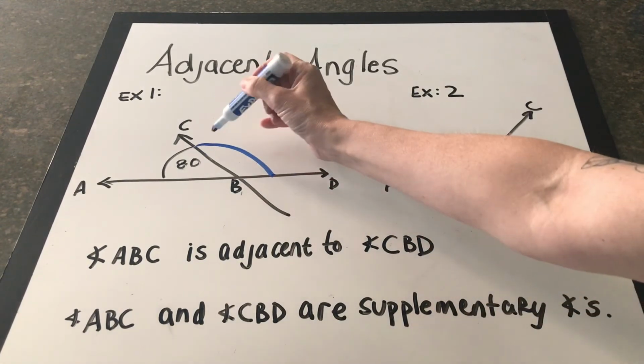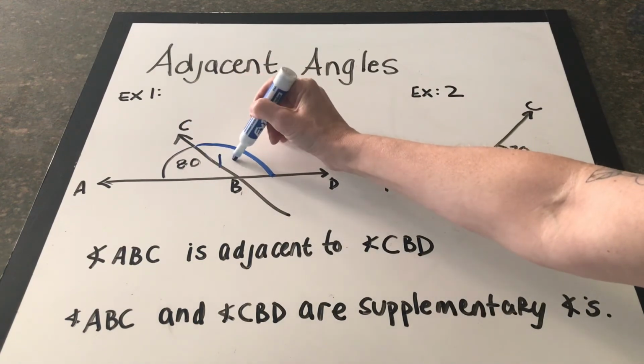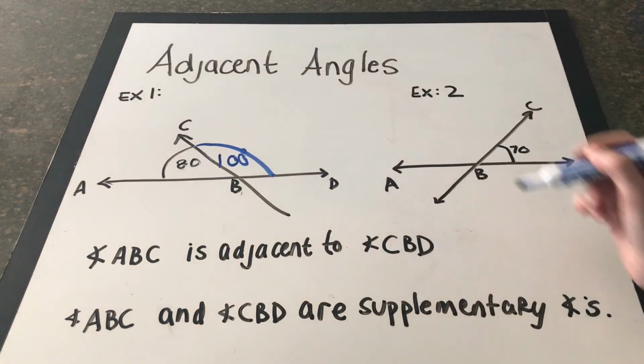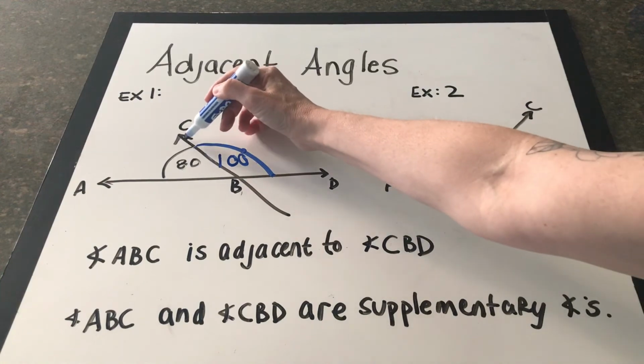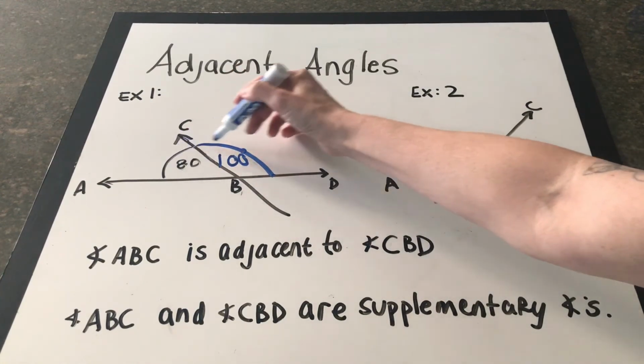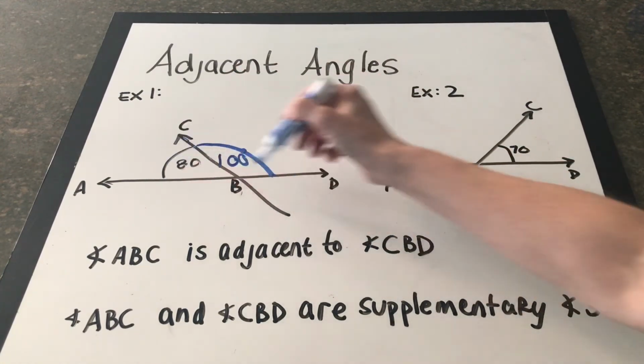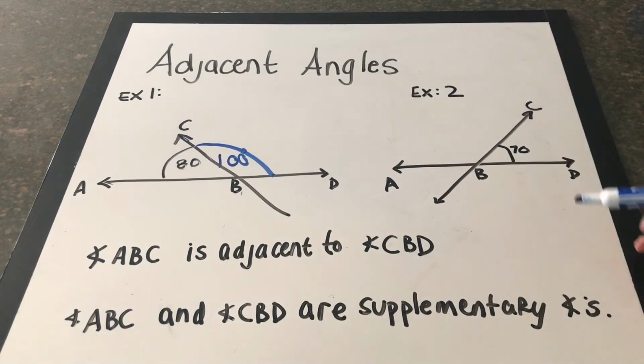So we know, again, this is a half circle. This is going to be 100 degrees right there. These are adjacent because they share this wall. They form a half circle. They're on a straight line. They're supplementary, okay?